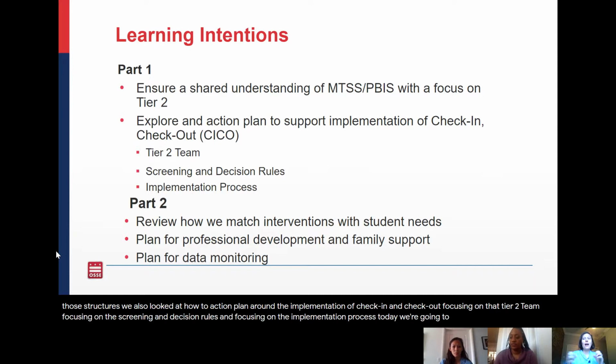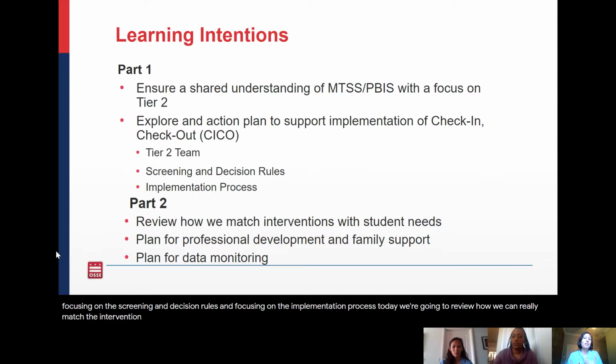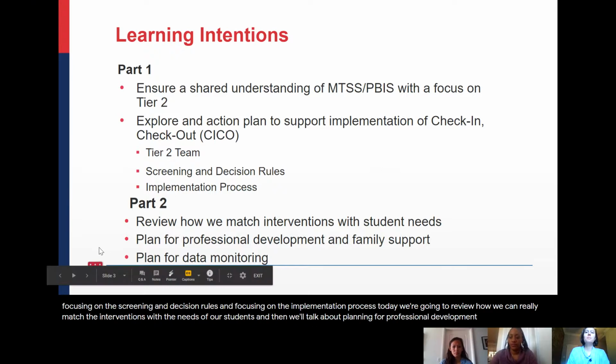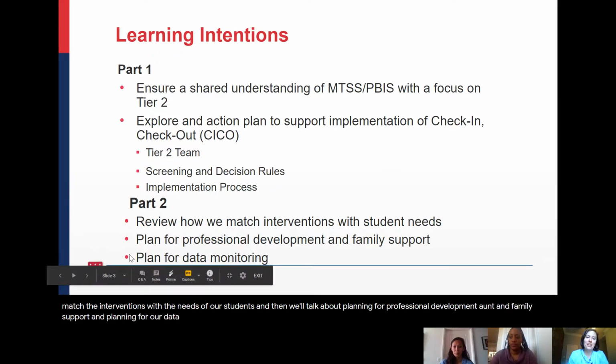Today, we're going to review how we can really match the interventions with the needs of our students, and then we'll talk about planning for professional development and family support, and planning for our data monitoring.